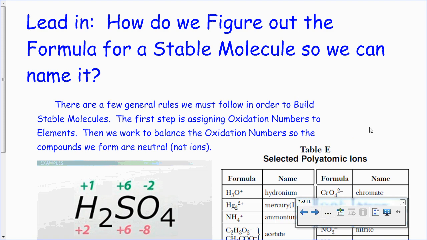So our lead-in here is a little bit different than usual. How do we figure out a formula for a stable molecule so we can name it? There's a couple rules that we have to follow in order to build stable molecules. The first is assigning oxidation numbers to the elements so that we can get the oxidation states, the numbers, to all balance out. Then we work back to balance the oxidation numbers, and so the compounds we form are neutral, so not ions. Compounds that we like to form are neutral.